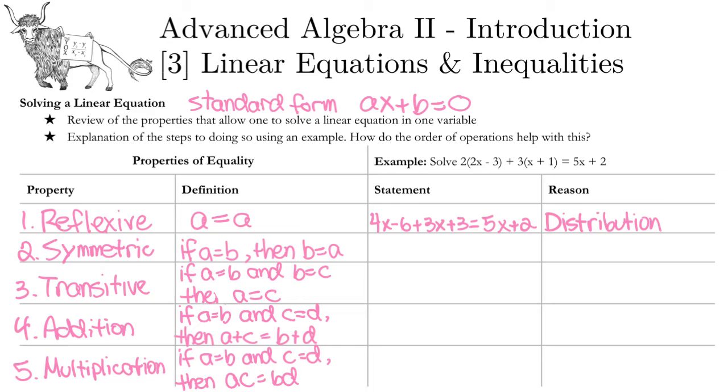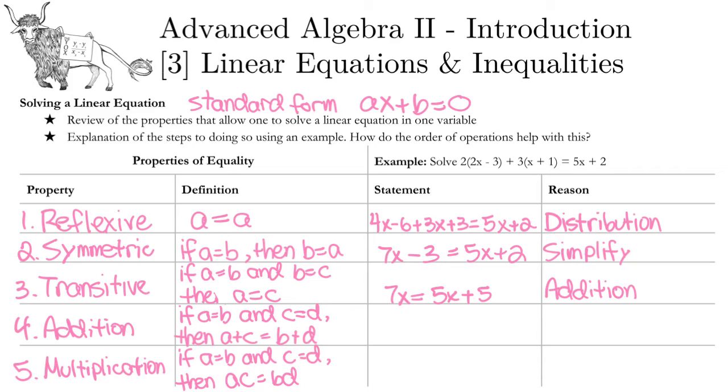The next thing we'll do is simplify or combine like terms. I like to underline the variables and circle the numbers so I keep my terms straight. So 4x plus 3x is equal to 7x, and negative 6 plus 3 is equal to negative 3. And that's all equal to 5x plus 2 still. We're solving for x, so we need to add that 3 to both sides, and the reason for that is addition. Aha, there's one of the properties that we just looked at. So on the left side we have 7x, on the right side we have 5x plus 5.